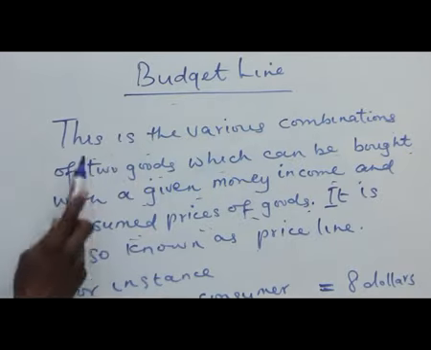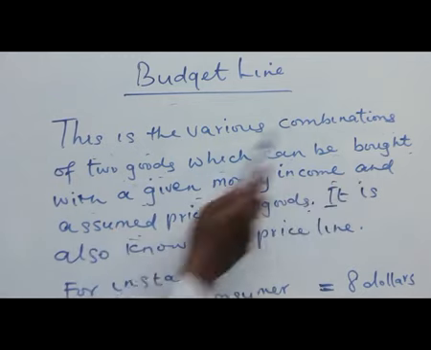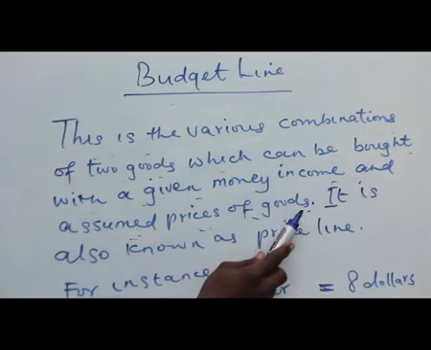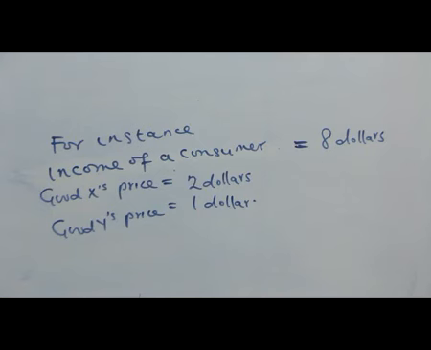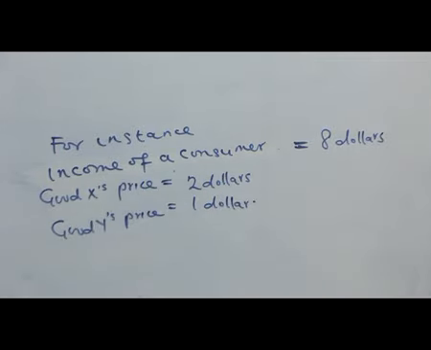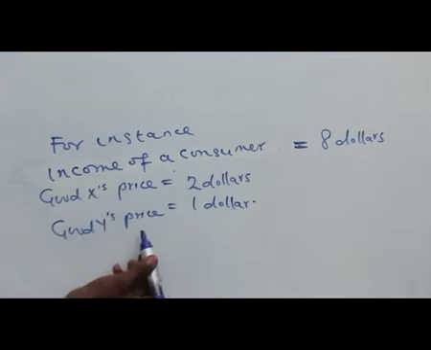Budget line. This is the various combinations of two goods which can be bought with a given money income and assumed prices of goods. It is also known as the price line. In the budget line, we are talking about the income of the consumer and the prices of commodities, to be precise, two commodities. For instance, the income of a consumer equals $8 per week. Good X price equals $2. Good Y price equals $1.